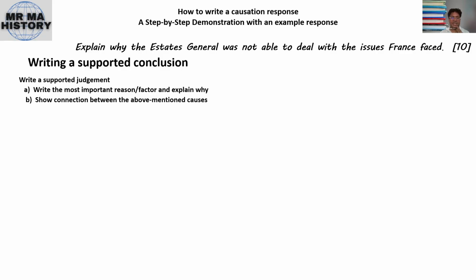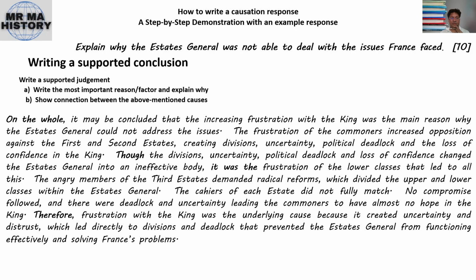So let's now see what sustained conclusion I have written here to answer this question. As you can see here, this is the sustained conclusion. Let me read. On the whole, it may be concluded that the increasing frustration with the king was the main reason why the Estates General could not address the issues. The frustration of the commoners increased opposition against the first and second estates, creating divisions, uncertainty, political deadlock, and the loss of confidence in the king.